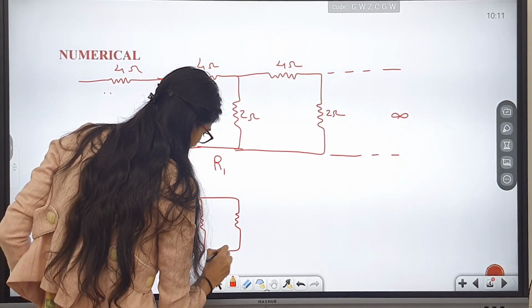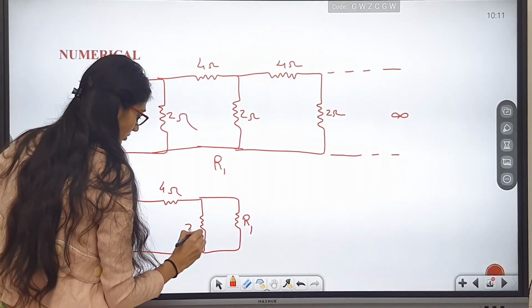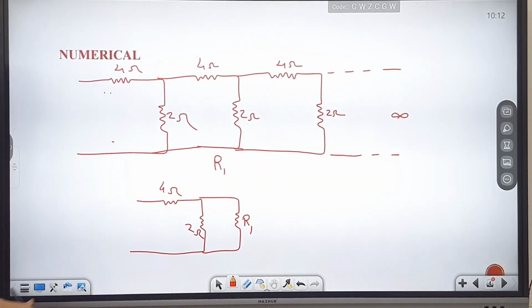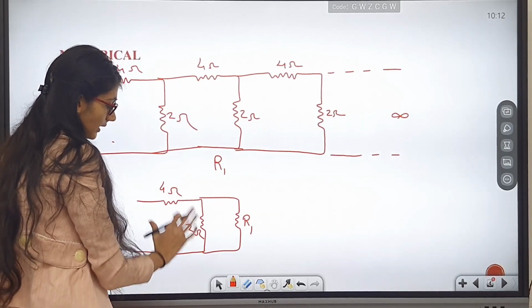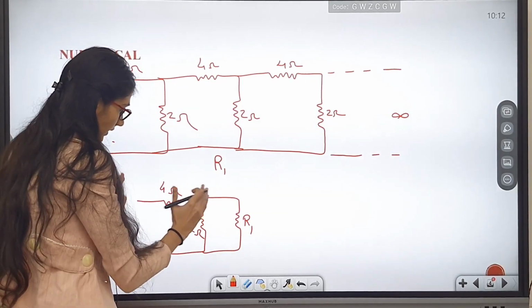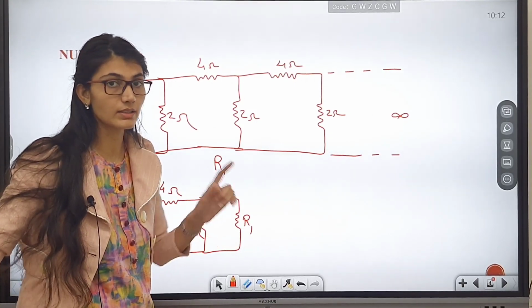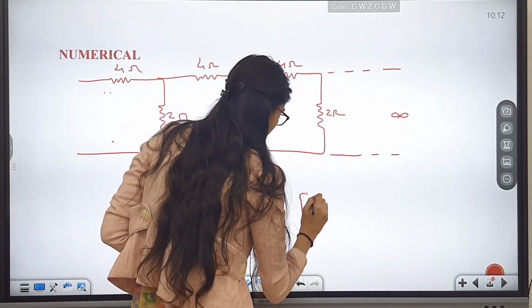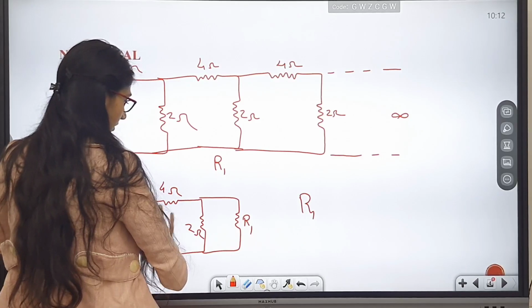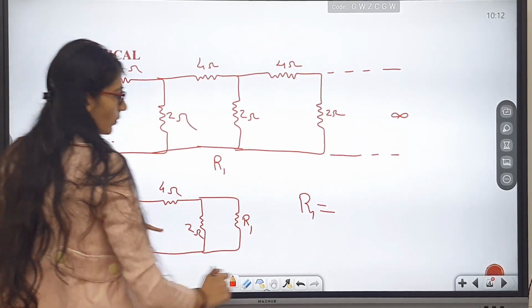That I treat as R1. And this is the same 4 ohm and 2 ohm. Now you have to find the R equivalent. Addition of one more circuit in this pattern will not affect the overall resistance, the same case as that of the necklace. So you will treat the net resistance as R1, and this is 4 ohm.